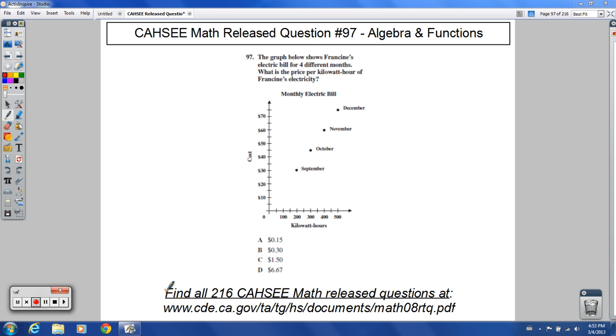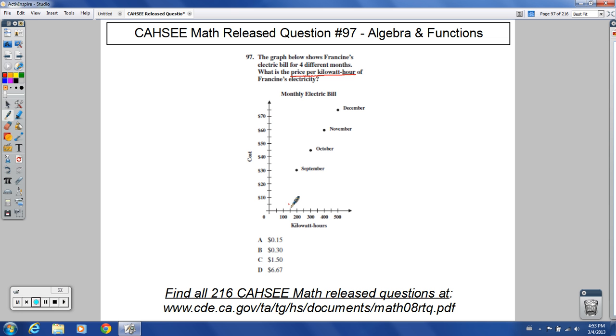Welcome to release question number 97 for the CAHSEE math exam. Number 97 says this: the graph below shows Francine's electric bill for 4 different months. What is the price per kilowatt hour? That looks pretty important to me right there. The price per kilowatt hour of Francine's electricity.